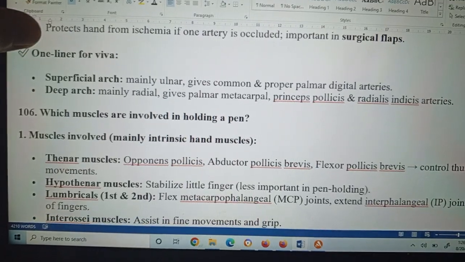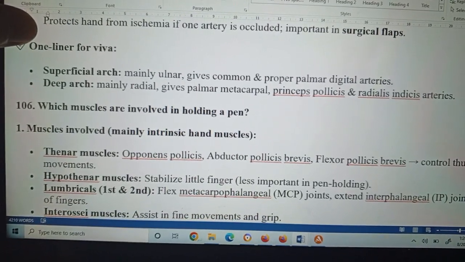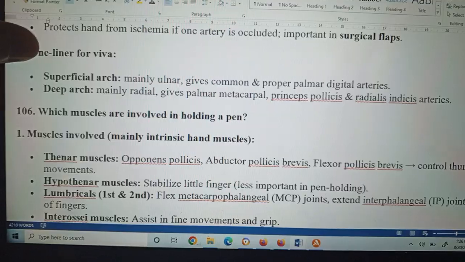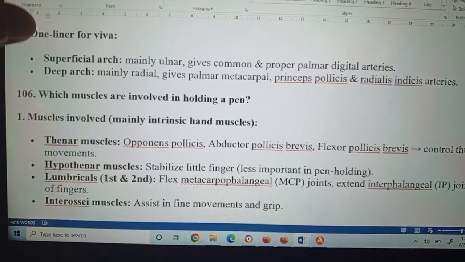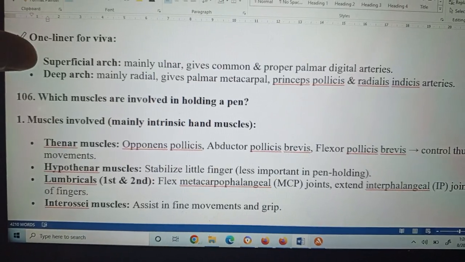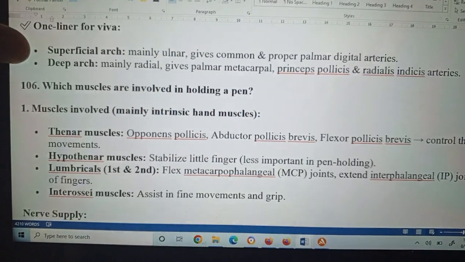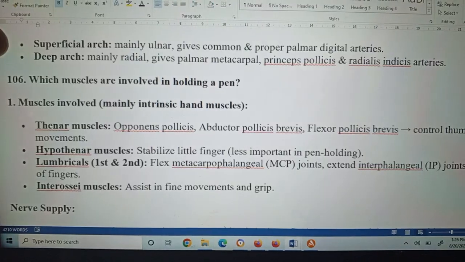Now, one liner for the Viva. The superficial palmar arch is formed mainly by the ulnar artery and gives common and proper palmar digital arteries. The deep arch is formed by the radial artery and gives palmar metacarpal, princeps pollicis and radialis indicis arteries.